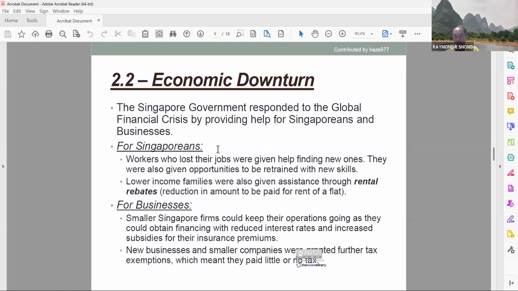Okay, so let's go quickly. The Singapore government's response to global financial crisis was in a very, very professional way. Because right now, Singapore has a good financial reserve.